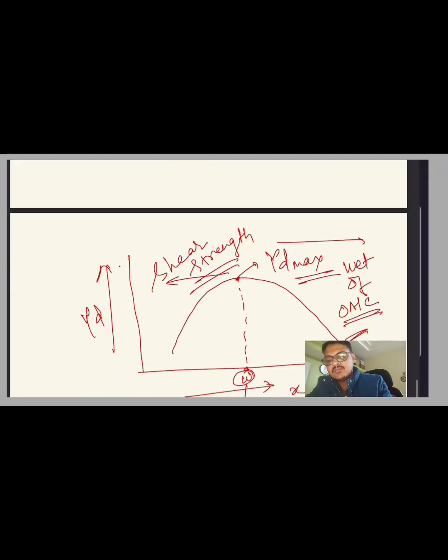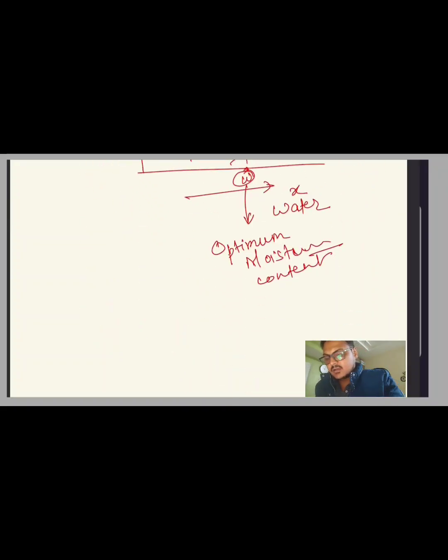So the value of the optimum moisture content tells us the quality of the soil. For different types of soil we have different values of OMC, but the graph will be more or less parabolic, above it or below it. Suppose for a different soil it can be like this, or for a different soil it can be like this, but it will be more or less in the shape of a parabola.